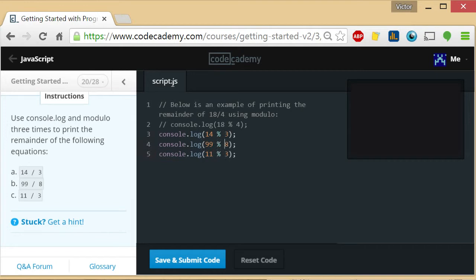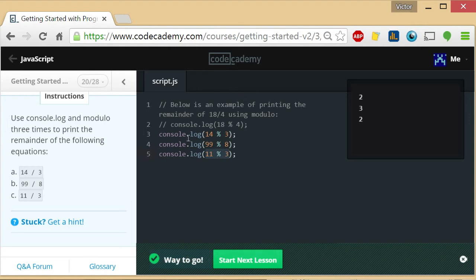And now that you've listened to me and you have a better understanding of modulo, what value are you going to get from all of these? 14 mod 3, the prior exact multiple of 3 is 12. So you have 13, 14, this is going to be 2. Then 99 mod 8, the prior exact multiple of 8, I think 8 times 12 is 96, so this is going to be 3. And 11 mod 3, the prior exact multiple of 3 was 9, so this is going to be 2. We save and submit that, 232.